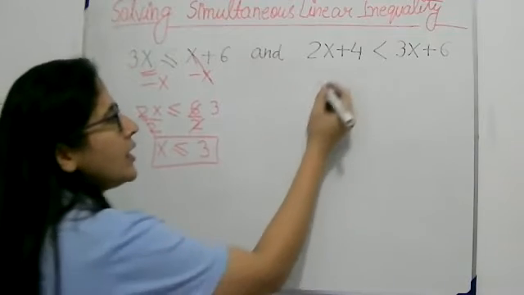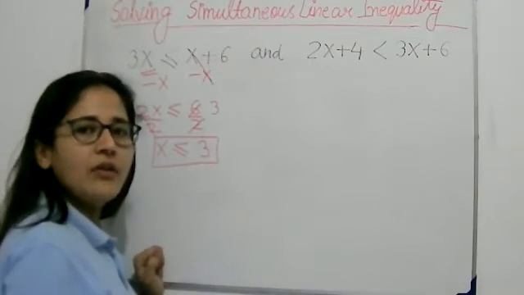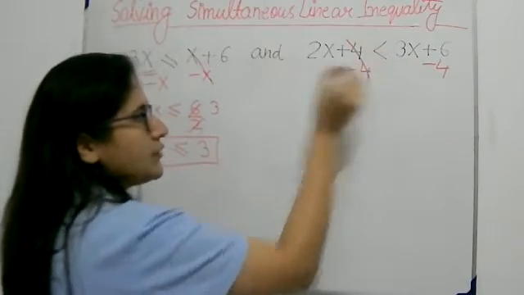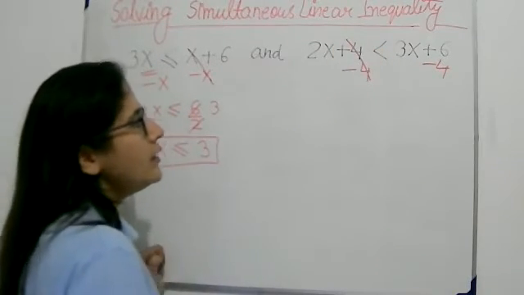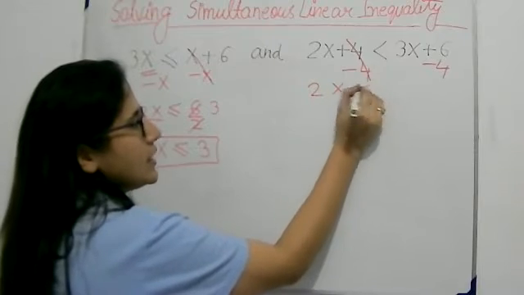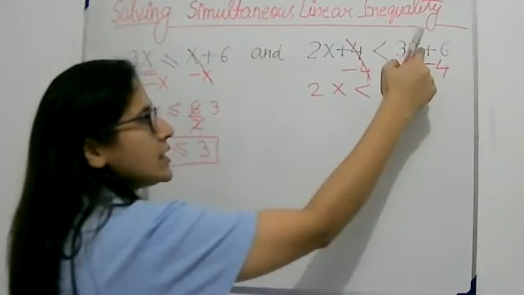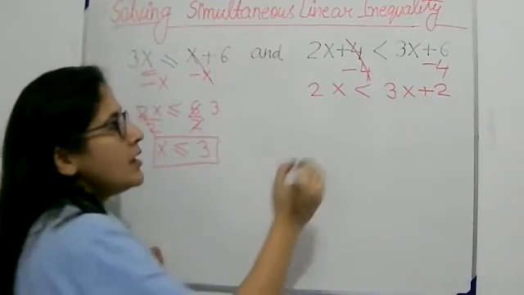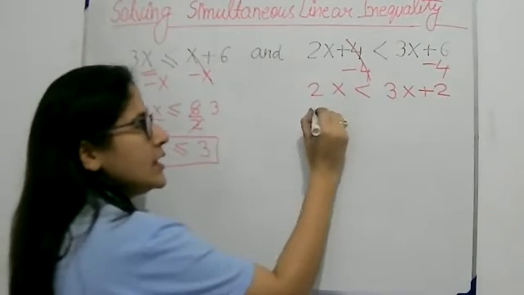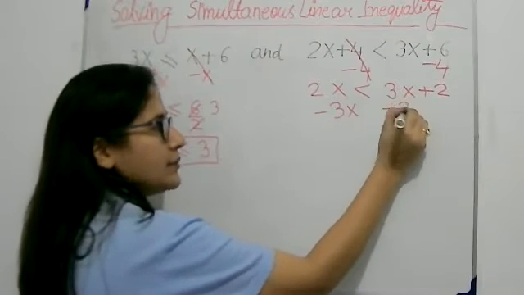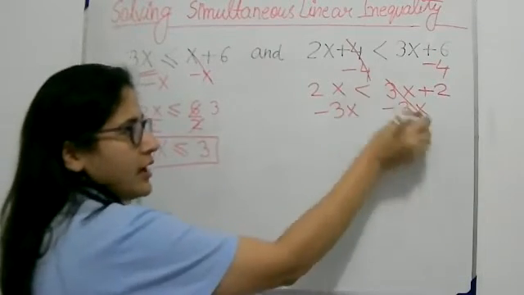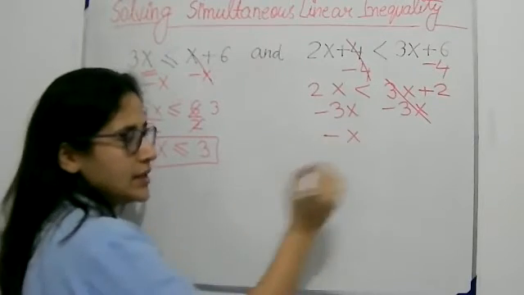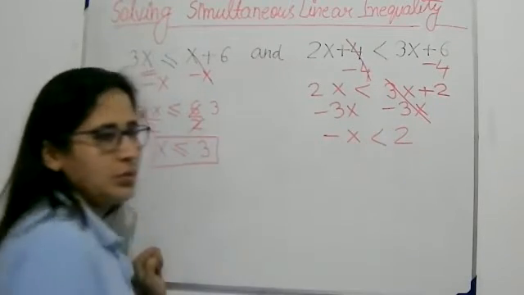See next. Here, we have to find the value of the variable x. Let's subtract 4 from both sides. So this 4 cancels out on the left side. 2x is less than 3x, 6 minus 4 is 2. Now let's subtract 3x from both sides. So on the right side it cancels out. 2x minus 3x will be minus x less than 2.